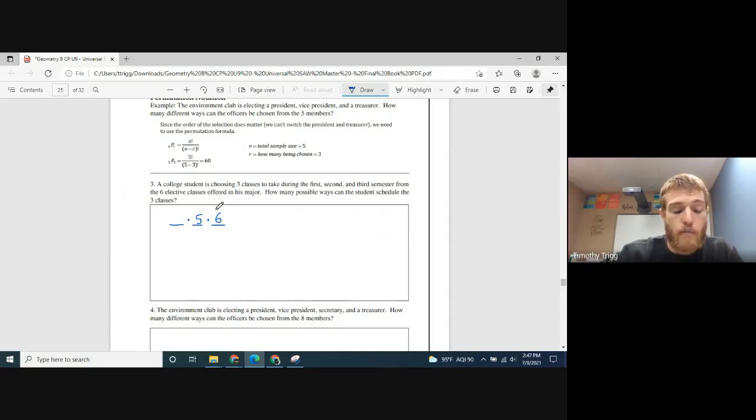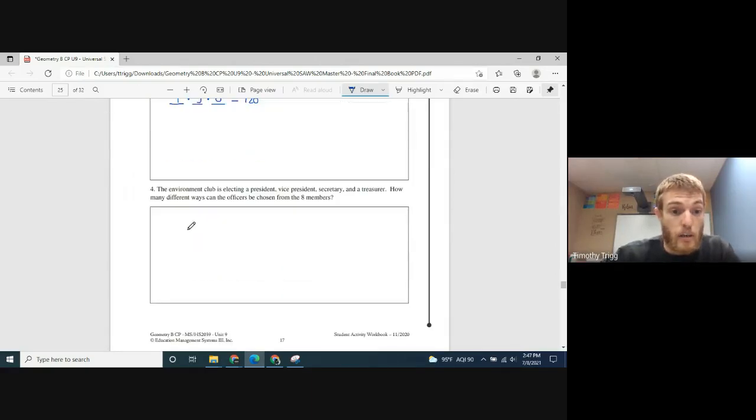And once he's chosen first and second semester classes, he would only have 4 options for the third semester. So that's 120, multiplying those out, it's 120 different possible combinations, well, permutations that he could have.